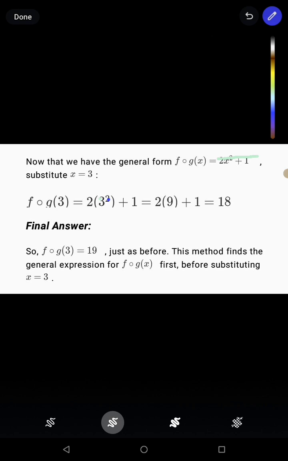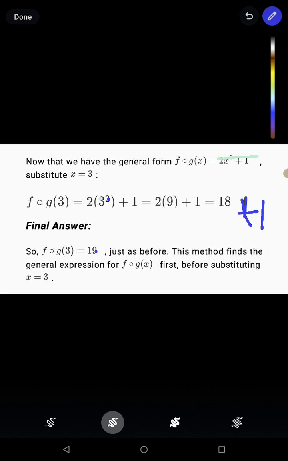And 3 squared is what? 3 times 3, 9. 2 times 9 is 18. 18 plus 1, and that's how we got the 19 we put here. So our answer there is that f compose g at 3 is actually 19, just as before. Are you together here?